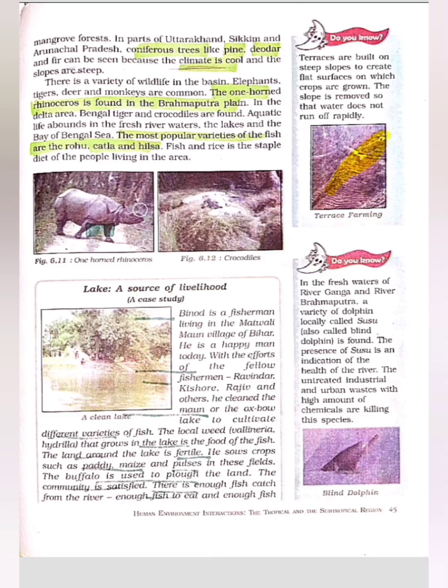In the fresh waters of the river Ganga and the river Brahmaputra, a variety of dolphin, locally called susu, also called the blind dolphin, is found. It is an indication of the health of the river. Just as food is healthy and useful for us, which we utilize in the form of energy, the presence of wildlife like the blind dolphin, the susu, indicates that the river is clean and healthy. The untreated industrial and urban waste with high amounts of chemicals are killing these species and destroying this indication. So we need to conserve the river.